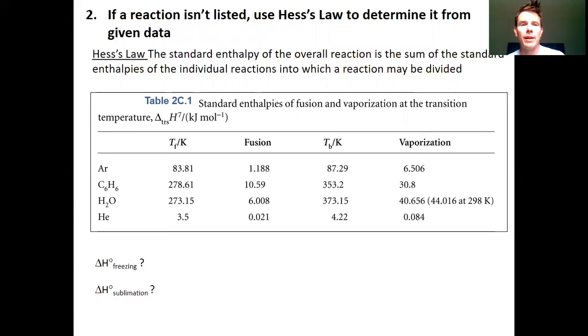What if you can't look it up in a reliable text? Well, what you do in that case is use Hess's law to determine it from given data. I'll give you some examples of this, and you'll know Hess's law. It's a gen chem concept. What Hess's law says is that I can take the individual steps of a reaction, add up the delta H's, and I get delta H total. So the standard enthalpy of the overall reaction is the sum of delta H for the individual steps. And this manifests itself in a couple different ways.